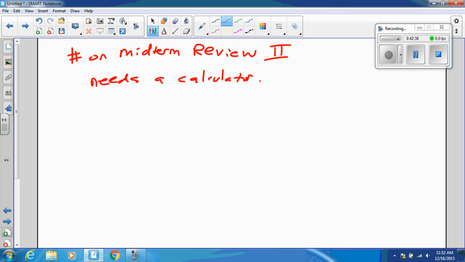Question number 3 on midterm review 2, you would have to have a calculator for. And number 6? You think number 6 also? I was doing it last night and I got there, and I was like, I don't know how to solve it. It said graph the derivative and find the intersection, and I was like, I can't do that. Right. So please be aware that you will need a calculator for those. What is the tangent line?